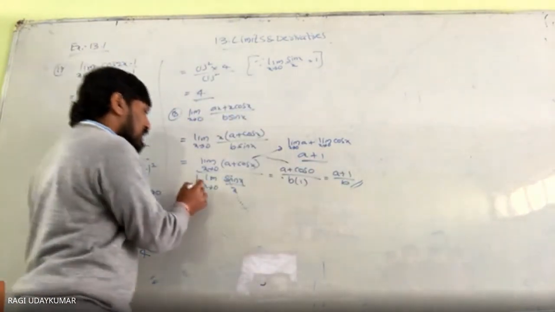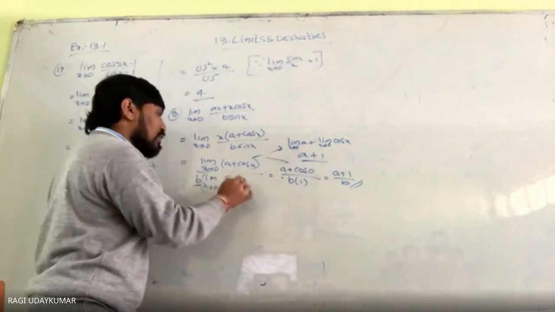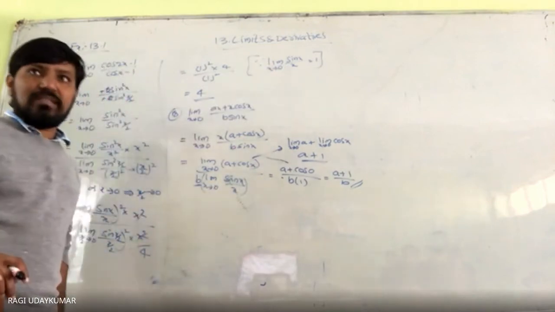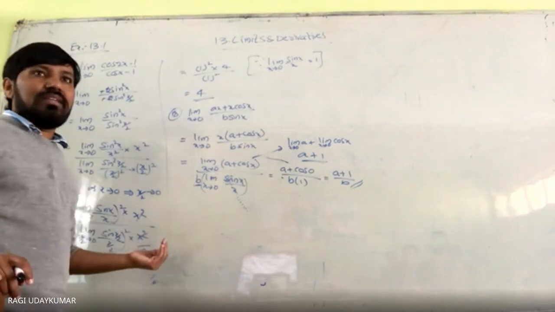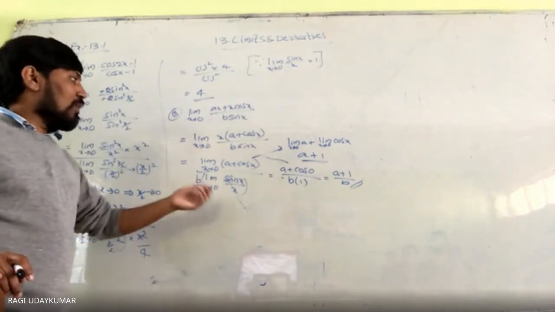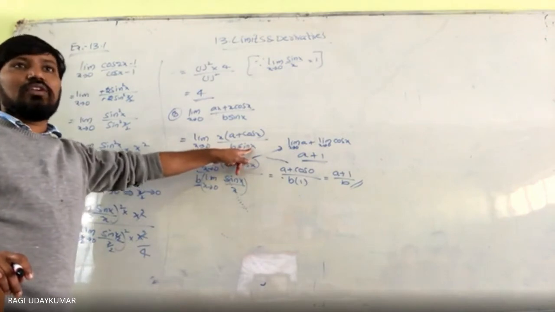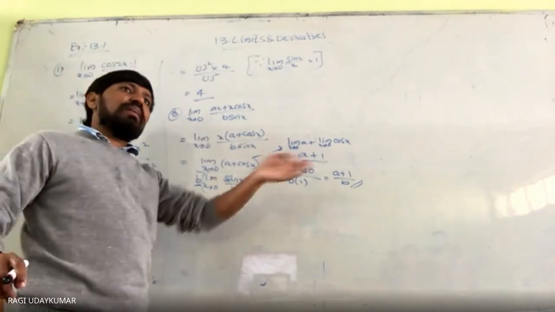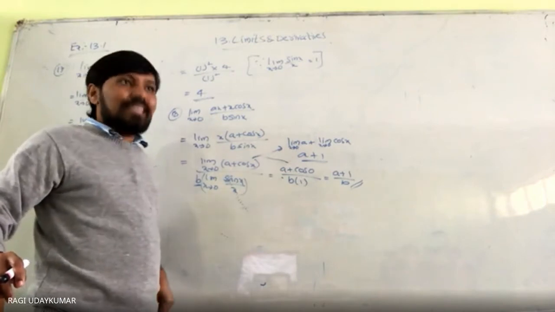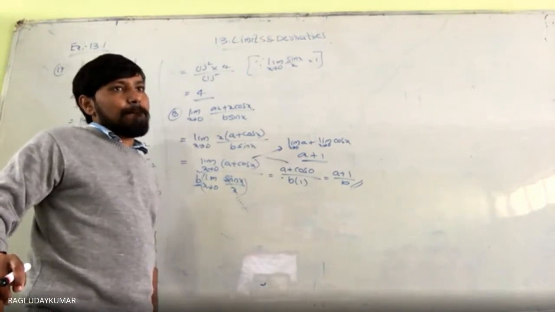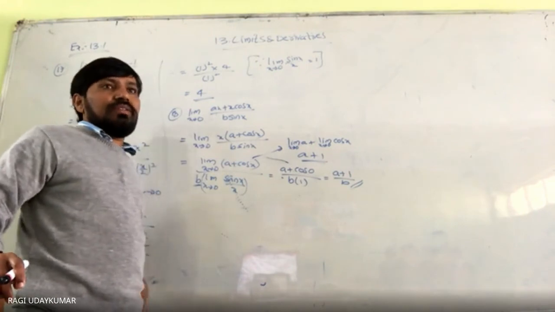Here, why have I written it outside? Because we are using this formula: limit x tends to 0 sin x by x. That's why it is better to write it outside. Or if sin bx is given, divide by bx and multiply by bx. And as x tends to 0, bx tends to 0. Then you are right.